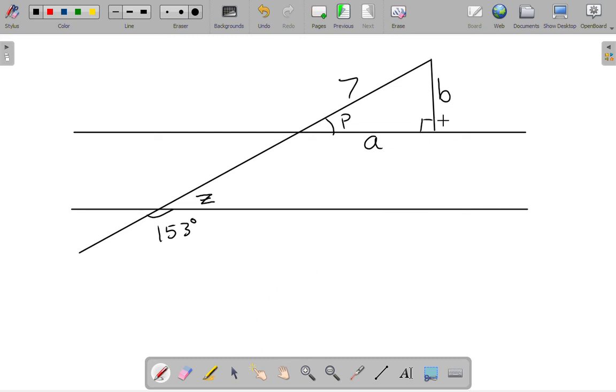Well, this is a right triangle, so we can use Pythagorean theorem. We could use sine, cosine, and tangent. But in order to use those, we have to know an angle. And right now, we don't know angle P. We have to figure out what degree measure that is.